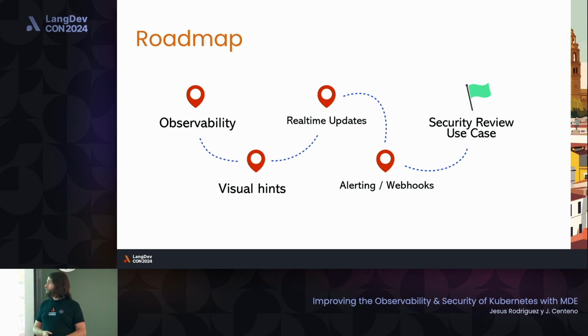By the end of the year, we want to have real-time updates, so you can connect to your cluster directly and have real-time updates. We are working also on the alerting and webhooks. If something's wrong, you can get a notification, Slack, Telegram, an email, or an MMS to your phone if you feel like it. And last, our big goal is the security review. And as I said, we are currently working with experts to see what fits their needs.